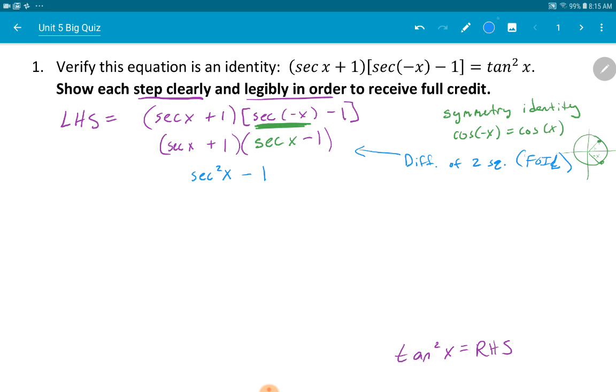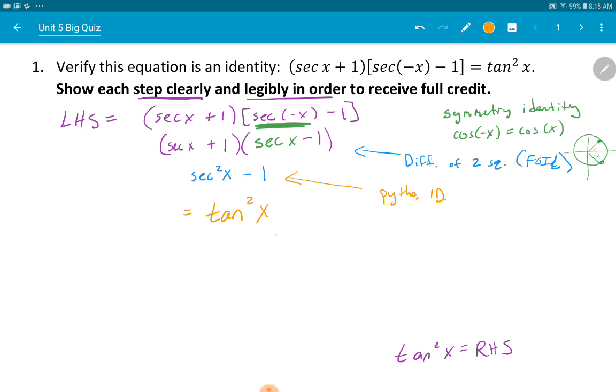And then the last step is to recognize that this is in the Pythagorean identity, and that's not spelled right. I'll just write identity that says that is equal to tangent squared. So that's my last step.